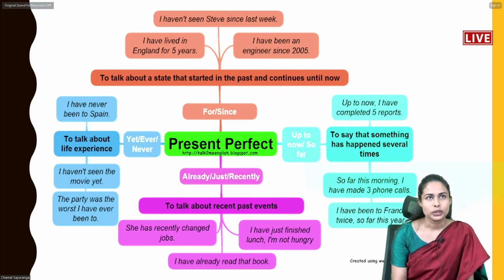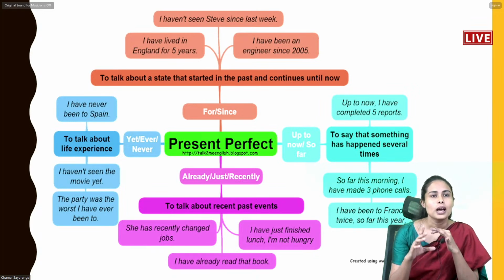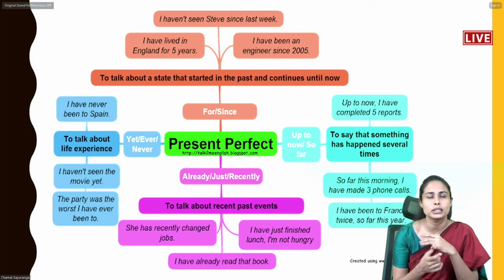Okay, so we were talking about present perfect tense. Here, to talk about life experiences, we can use present perfect tense. When you are talking about life experience, you can use time expressions like yet, ever or never, especially ever and never. If you have not done that before, then you can use the word never, or ever, and so on. The party was the worst I have ever been to. I haven't seen the movie yet. I already talked about that.